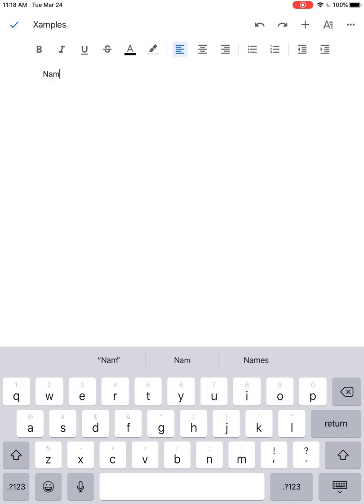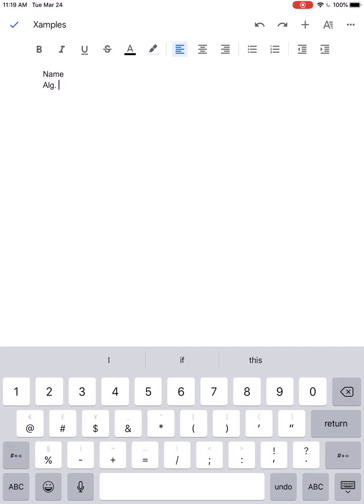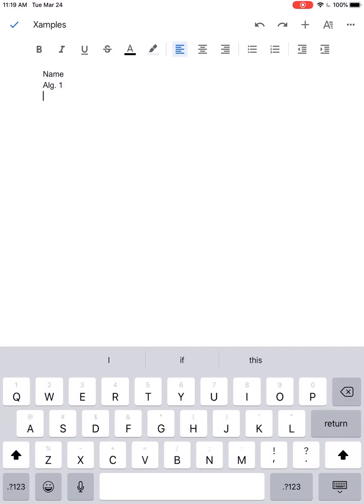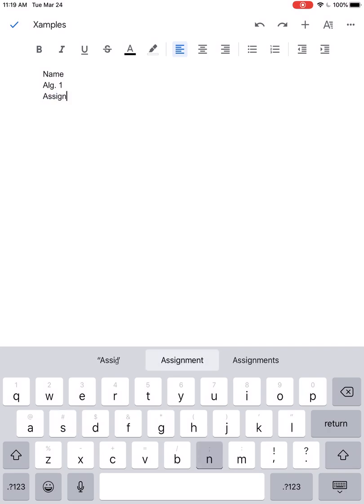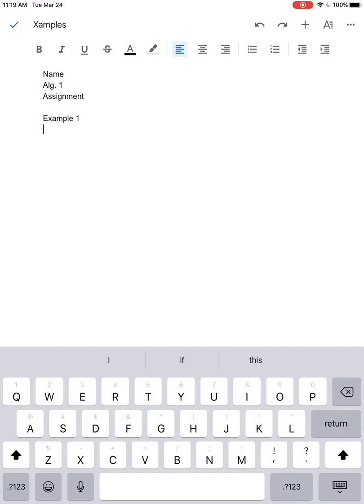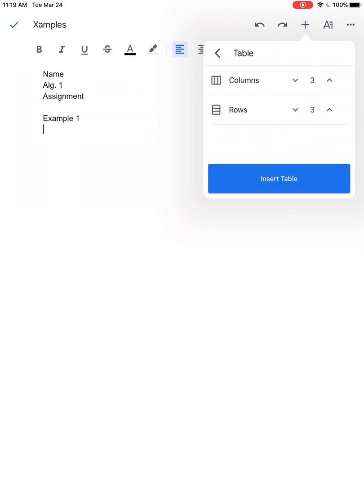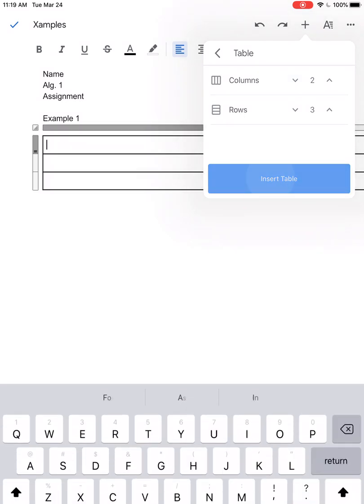Okay, so if this were an assignment, you would put your name, you would put Algebra 1, and you'd put the actual assignment. And then you'd put like number 1, but this is going to be example 1 because it's the first example from the notes. I think the easiest thing to do here is going to be to insert, which is, I believe, the plus icon, and a table. And we're going to want 2 columns, and we can go with however many rows. We'll add more as we need.